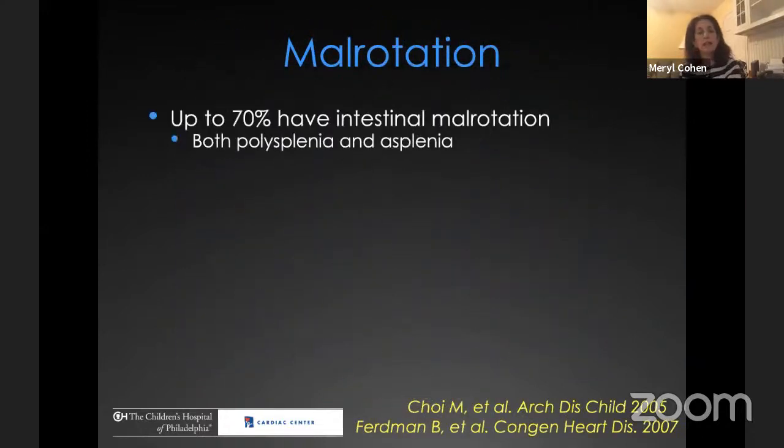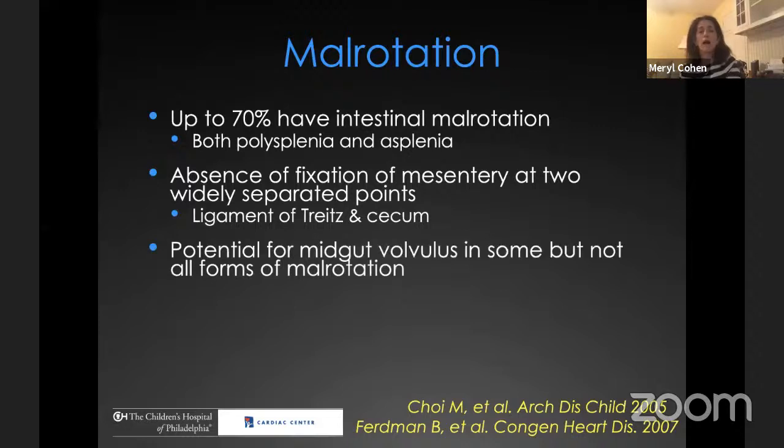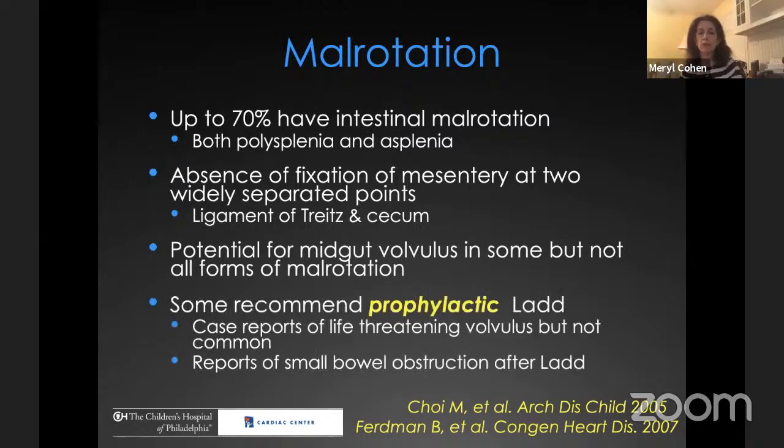Patients with heterotaxy can have malrotation, and it depends on the study you look at, but it can happen in both subtypes. And it occurs when there's absence of the fixation of the mesentery at the two widely separated points, the ligament of Treitz and the cecum. And it puts these patients at risk for midgut volvulus. Not all forms of malrotation put them at that risk, but it is important to note that they can have that.